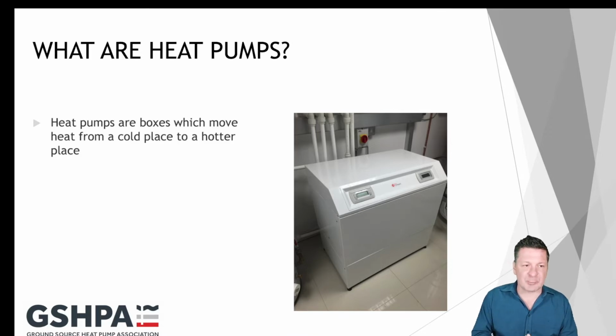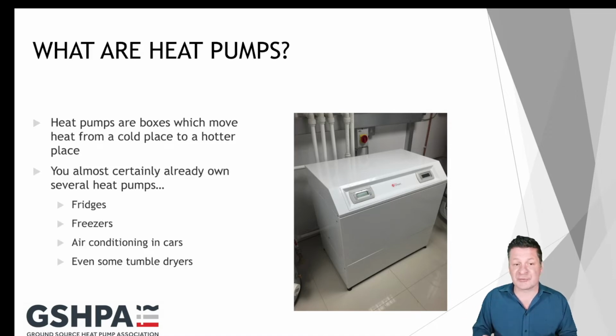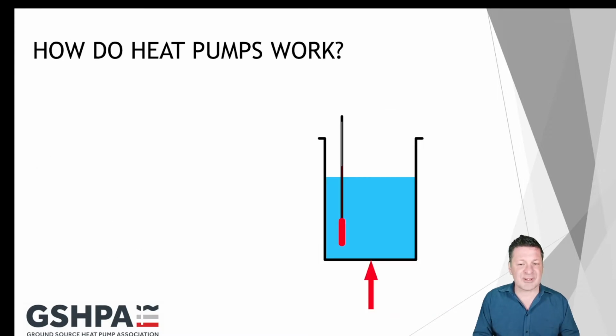A very simple way of putting it is that heat pumps are boxes which move heat from a cold place to a hotter place. And you almost certainly own several heat pumps. Fridges, freezers, air conditioning units in cars, and even some tumble dryers are all examples of heat pumps that we've had in our homes for many years. The move now is to use that technology of heat pumps to heat and cool buildings. So how do heat pumps work?